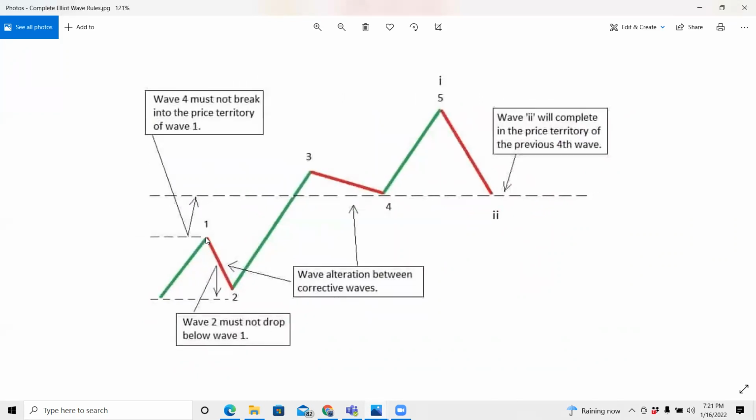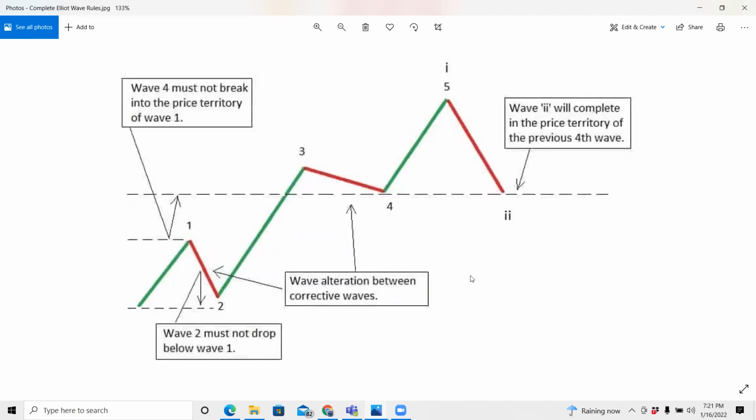Okay. 1 comes up. 2. Wave 2 must not drop below wave 1. We have that. Perfect. We have 3. We have 4. Okay. Wave 4 must not break into prior territory of wave 1. We have that, which is great. Okay. 5. And then guess what we're looking for now? The ABC correction. Okay. These are the rules, guys. Take a look at them. Great job.